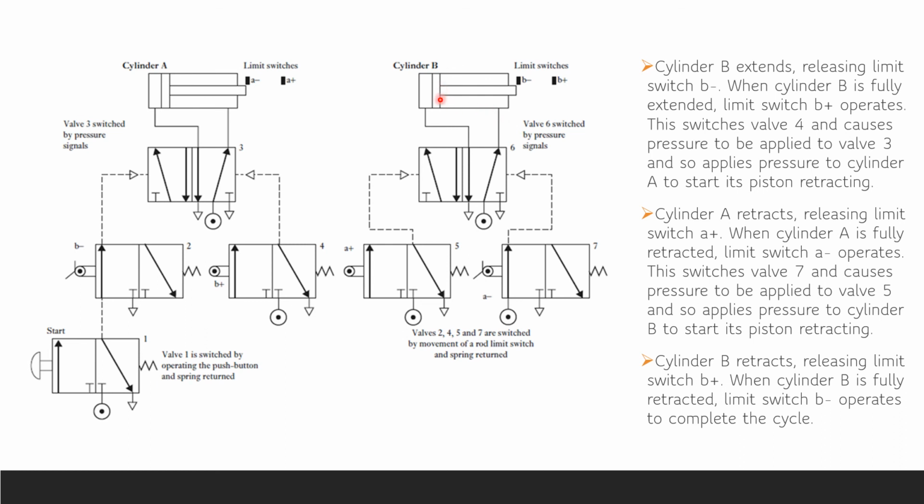Once the piston of the cylinder B returns to its retracted position, the B minus limit switch is activated. This opens the valve 2 and the cycle repeats. The cycle can be stopped by pushing the push button of the valve 1 at any time. So this is how a sequence of A plus, B plus, A minus, B minus operations of the cylinder A and B can be achieved.